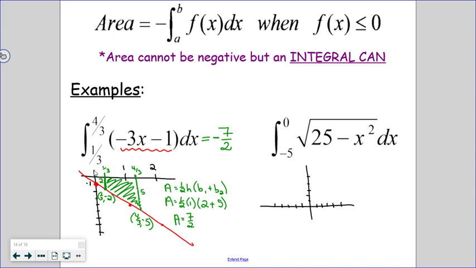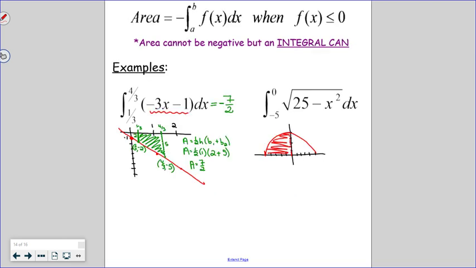How is this one different than the one we did earlier, though? It's only a quarter of the circle because of the interval they're asking us to find this on. It's only from -5 up to 0. Here's -5, here's 0, which means we are stopping finding area there.